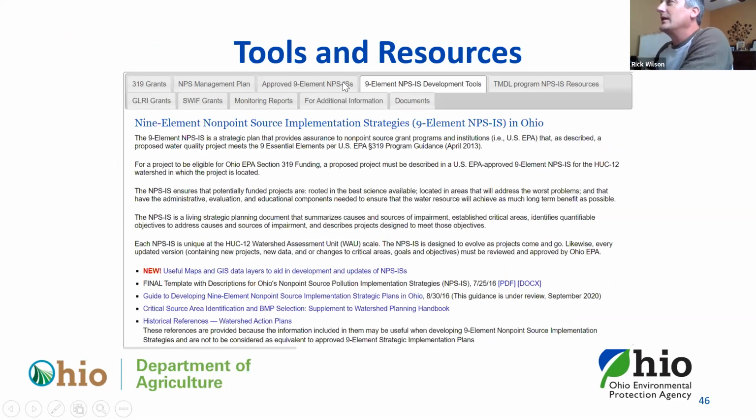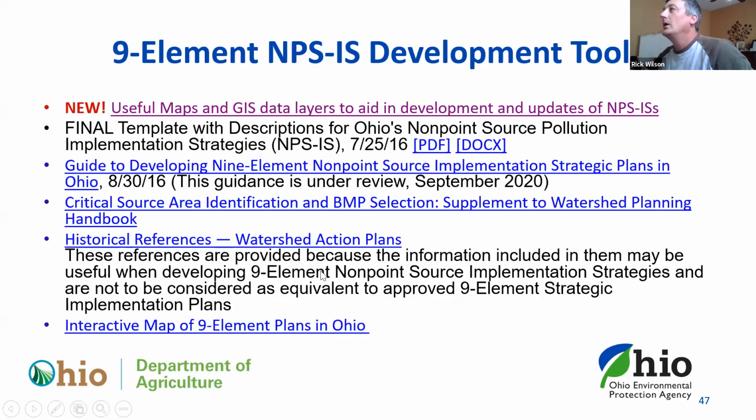Now this just has a list of approved plans. This next tab, 9-Element Tools, includes what you see on this slide. We have a TMDL resources section as well. So here we go. On the NPSIS development tools side, we have useful maps and GIS layers.